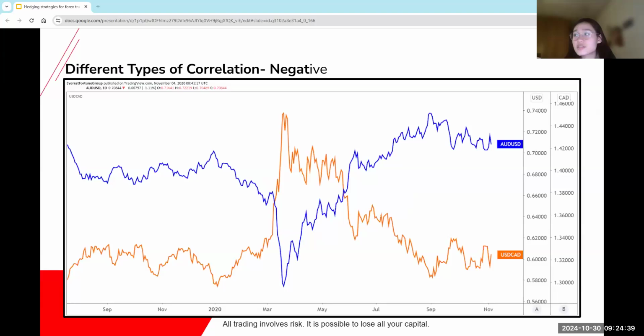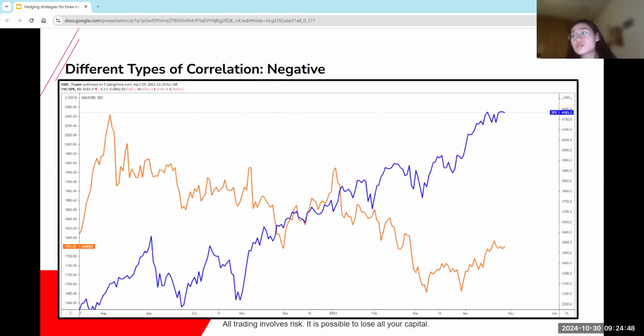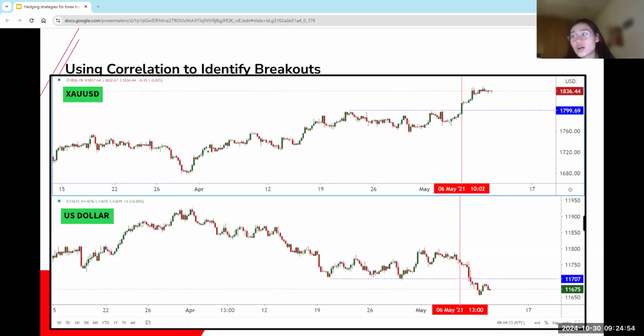Okay, and another example here, we have Oz dollar and dollar CAD, very negatively correlated as well. SPX and gold, and DXY and gold as well. Okay, I think you guys kind of get it by now.